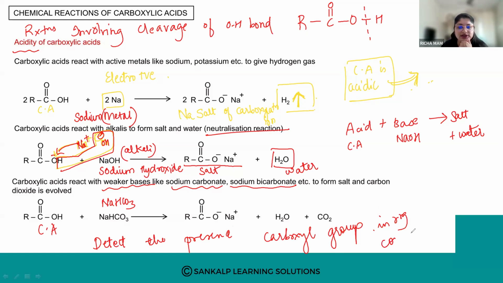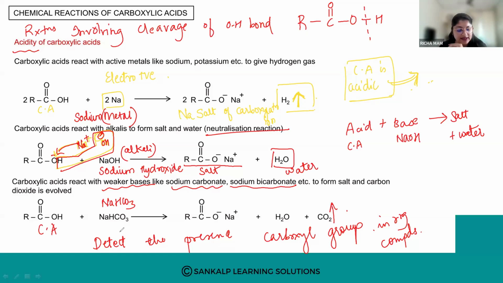If you want to check if there is a carboxyl group in your compound, then you have to treat your given compound with sodium bicarbonate. So what will happen? If there is evolution of gas, if there are bubbles coming out of the solution, that means carbon dioxide gas is evolved. That means a carboxyl group is present. This will confirm that the compound has a carboxyl group.